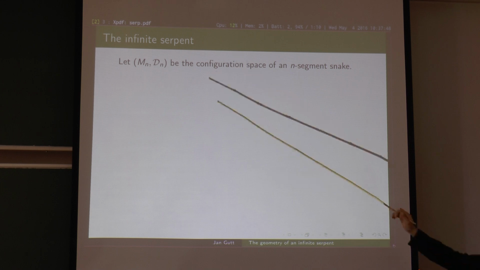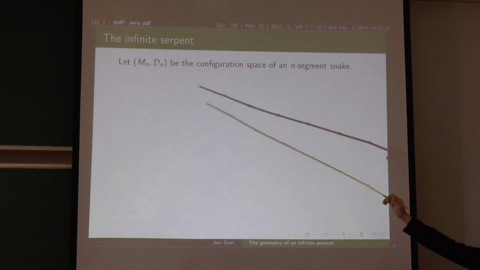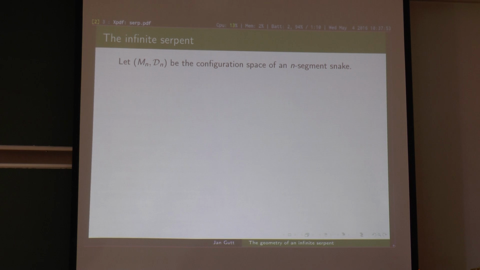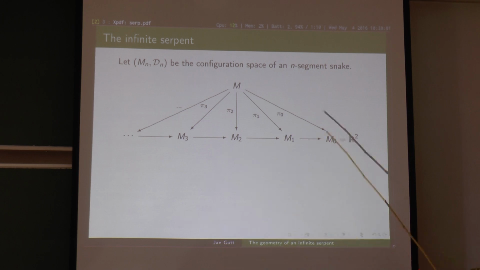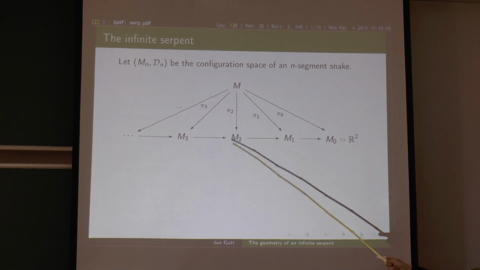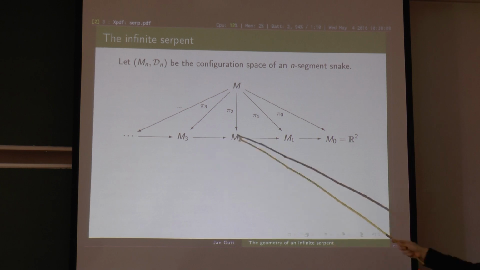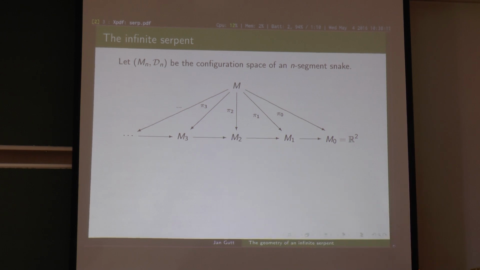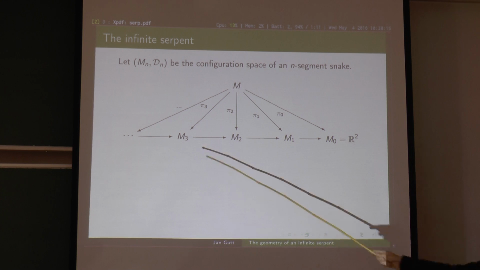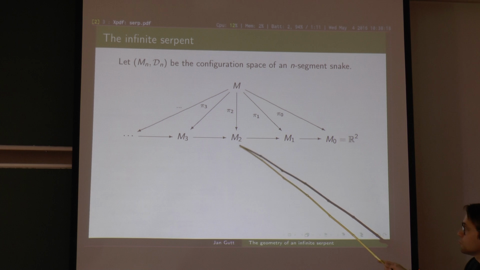So I have those configuration spaces. I label them M subscript n, and the distribution is D subscript n for the n segment snake. And I'm going to draw a diagram, but focus just on the bottom row for a moment. So here I have the 0 segment snake, which is just the head, the 1 segment snake, the 2 segment snake, the 3 segment snake, and so on. And I consider maps, projections between the configuration spaces that just forget the last segment. That's very natural. Forget the last segment of a 3-segment snake, you get a 2-segment snake.